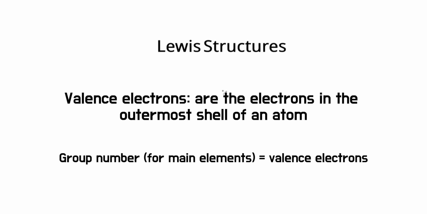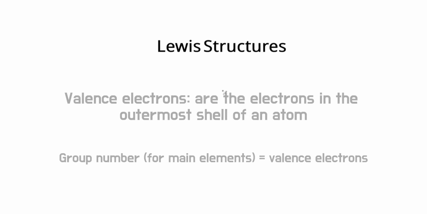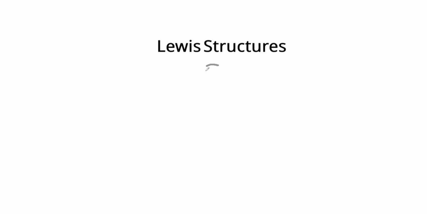Lewis structures are diagrams that show how atoms bond together using valence electrons. By the end of this lesson, you'll know how to count valence electrons, draw bonds, satisfy the octet rule, and check formal charges.